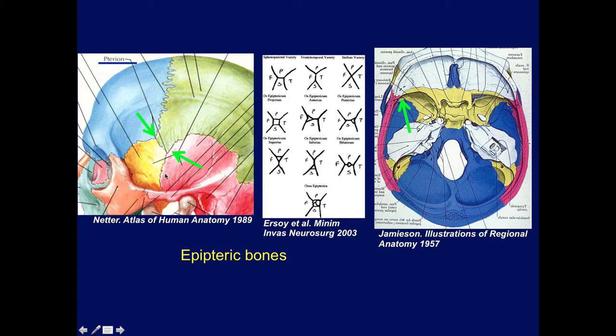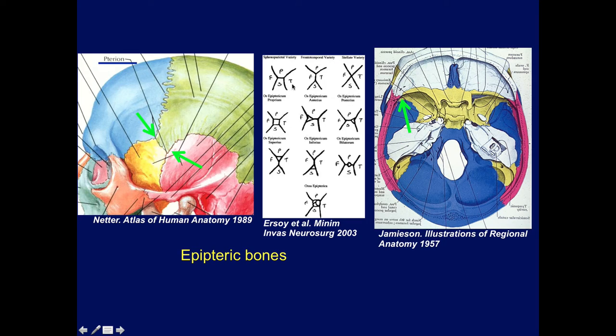Now, one of the issues here is, as shown in this study, there's a lot of variation in this area. There's a bunch of sesamoid or worm-like bones that occur here. They're called epipteric bones. So there's variability here, and it's important from a neurosurgical point of view because when they put this initial burr hole in this location, they're very close to the orbit. And if this area moves forward, they're in danger of entering the orbit.